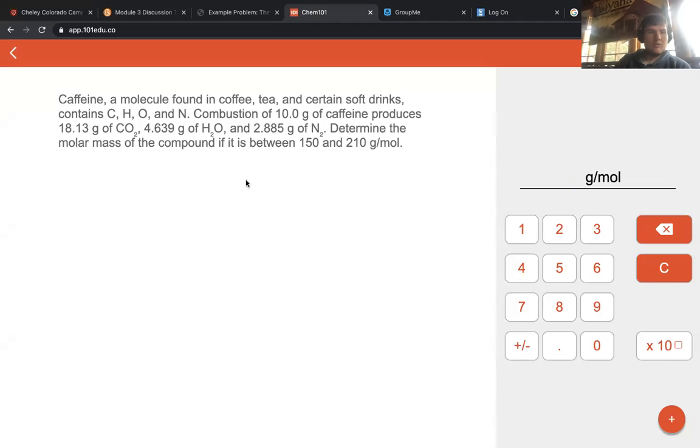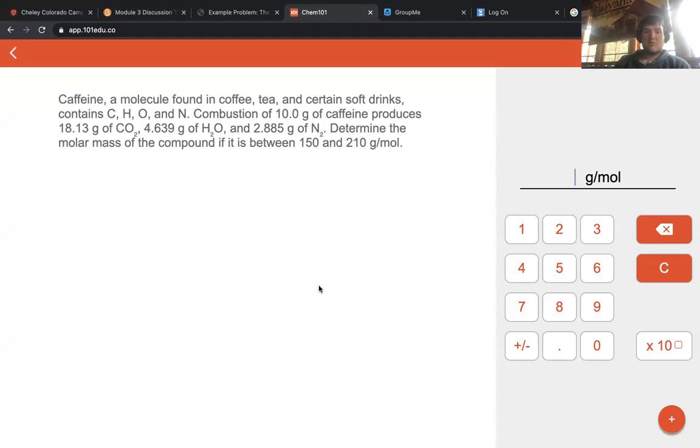In this one, we'll be working on a combustion problem from the Chem 101 homework practice. The problem reads, it's about caffeine. Combustion of 10 grams of caffeine produces 18.13 grams of carbon dioxide, 4.63 grams of H2O, and 2.885 grams of nitrogen. Determine the molar mass of the compound if it is between 150 and 210 grams per mole.